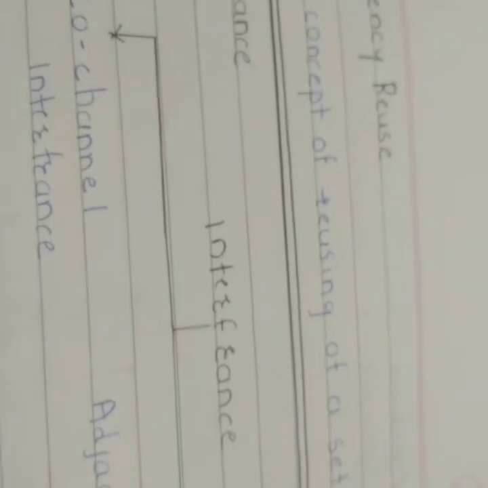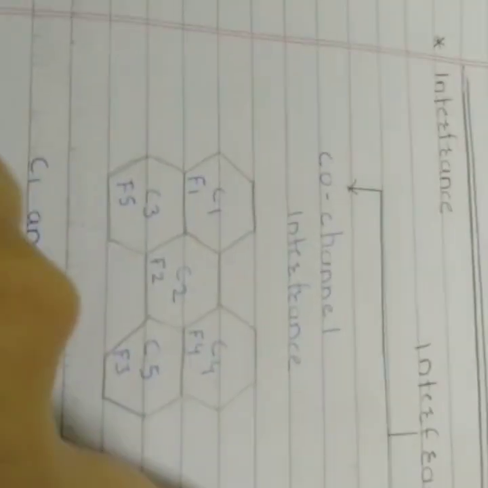So now we will see frequency reuse. It is the concept of reusing a set of frequencies. Like I have said, we repeat frequency A in another cell. That's called frequency reuse. So what is interference now? Interference has two types: co-channel interference and adjacent channel interference.